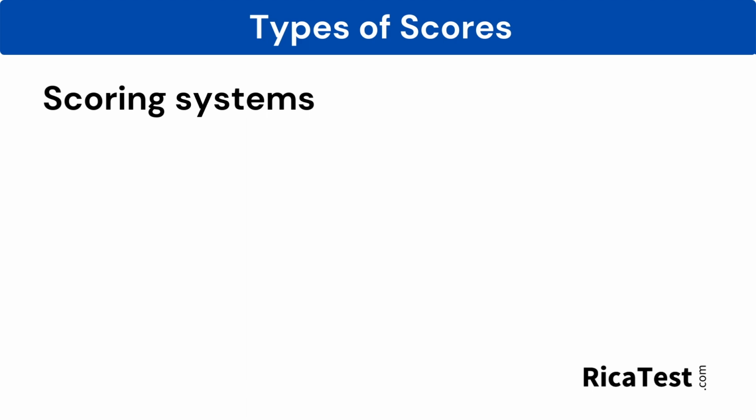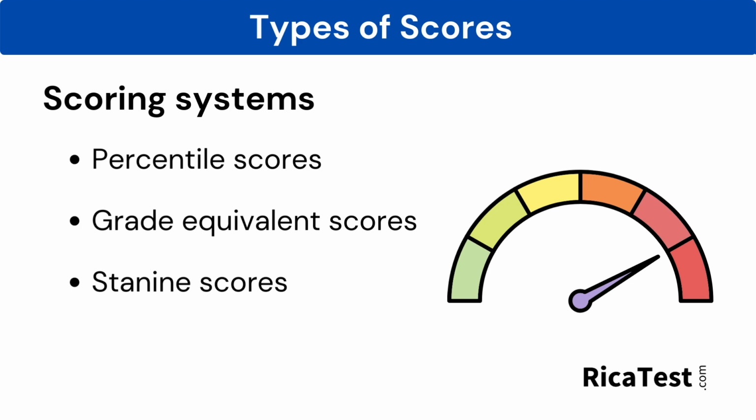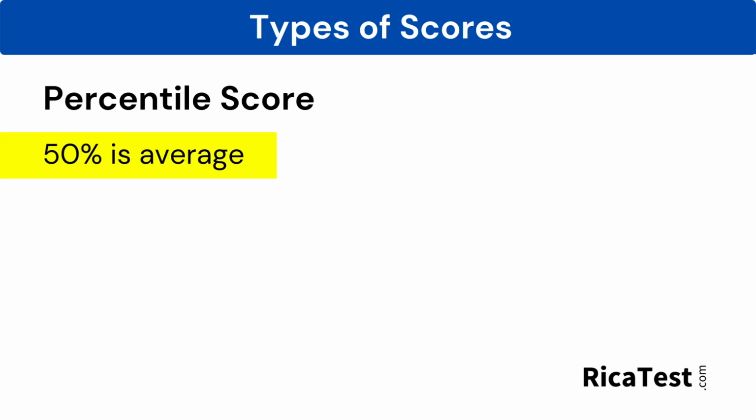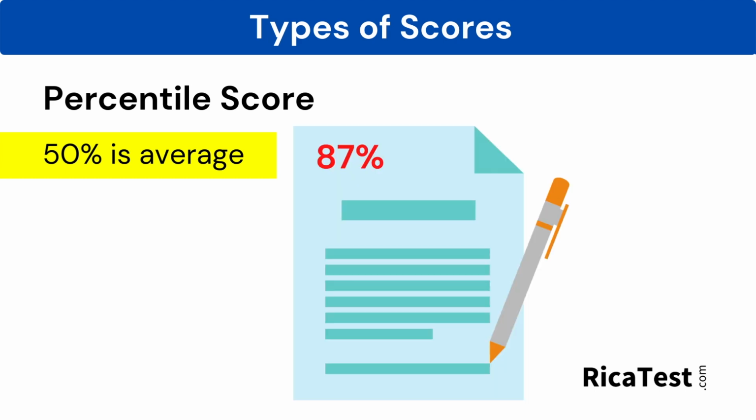Standardized tests usually follow at least one or more of these scoring systems, which include percentile scores, grade equivalent scores, or Stanine scores. Percentile scores use 50% as what's considered an average score. That means if a student receives a percentile score of 87, their raw test score is higher than 87% of the sample group of students who took the same test.